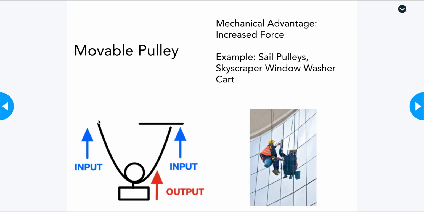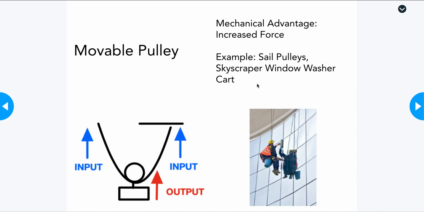A movable pulley. This means that your rope is attached to a fixed surface, and then you pull on this side, and the pulley is kind of resting in this little divot right here. So the input is you pulling on this side, but in reality, that also means that the other side is also pulling equally. And so that means you have two input forces here, and that then means that your output force is double what your input force was. It just moves much more, or moves at half the speed or half the distance. So our mechanical advantage is increased force. Examples include sail pulleys.